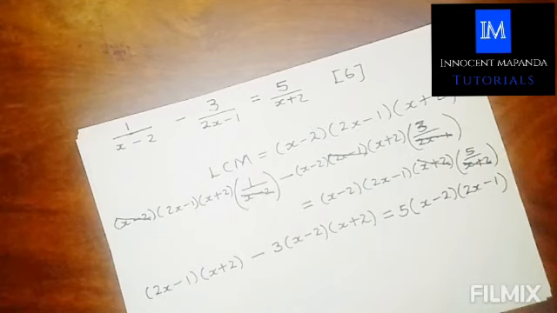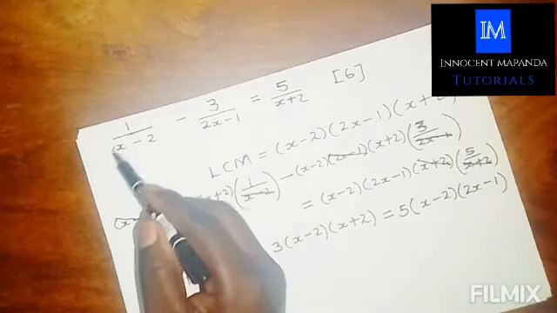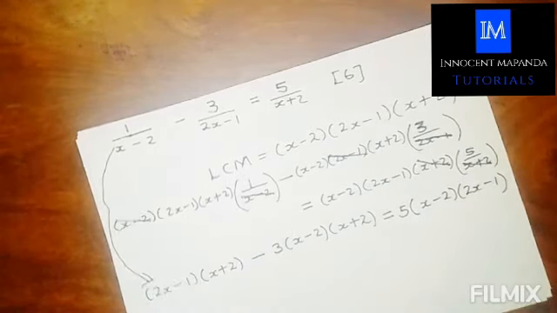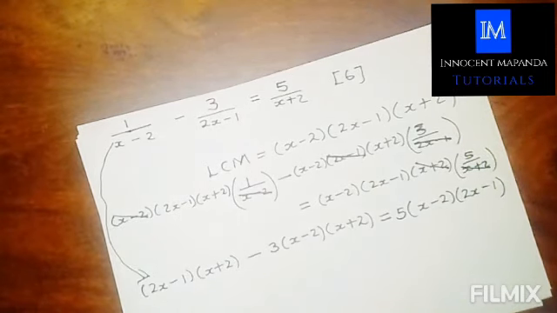So it means that the original equation has been simplified into another version, which is 2x minus 1, x plus 2, minus 3, x minus 2, x plus 2, is equal to 5, open bracket, x minus 2, 2x minus 1. So I want you to stay tuned as we move on to the next stage of solving this equation.